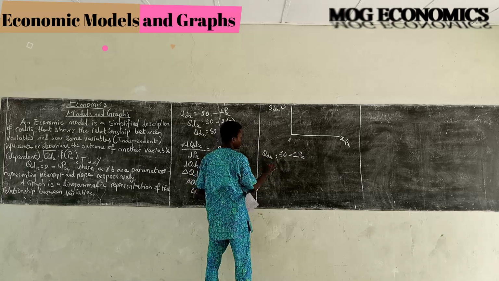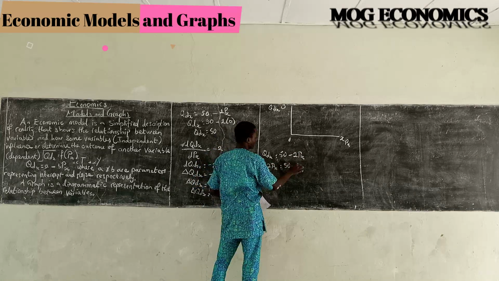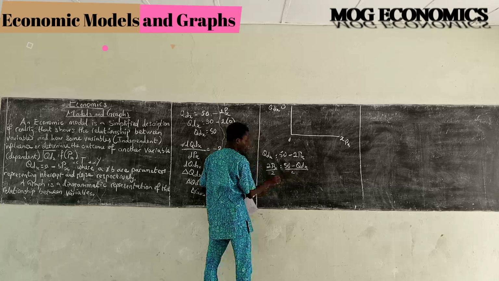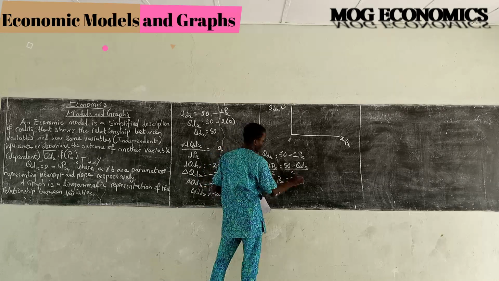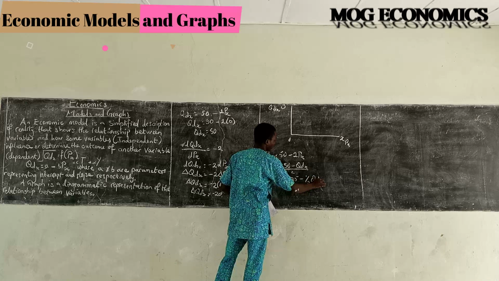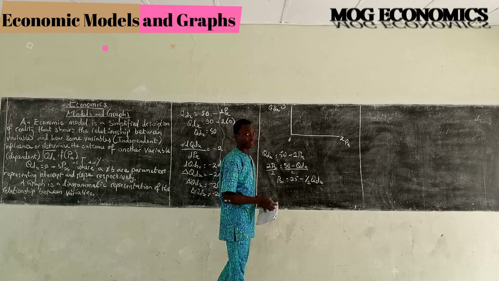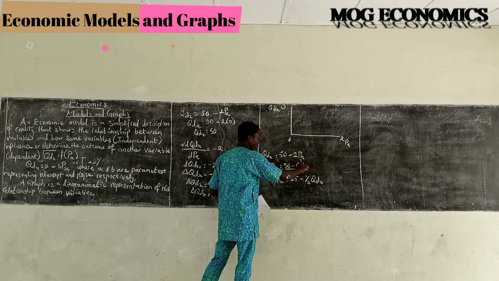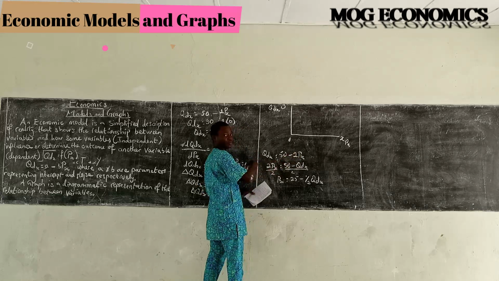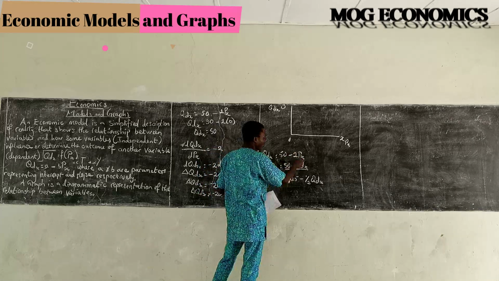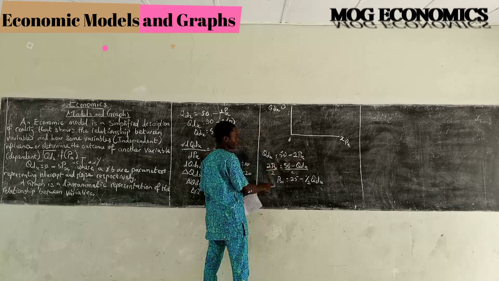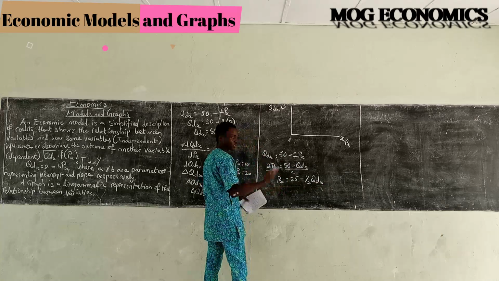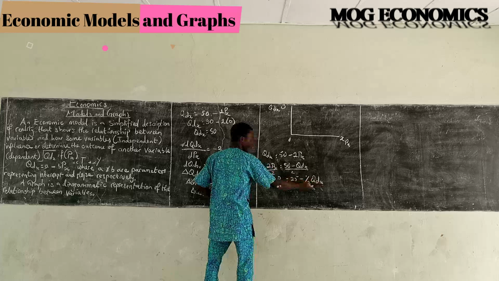Then 2PX will be equal to 50 minus QDX. So you divide both sides by 2, and you have PX equal to 25 minus half QDX. What you have here is what is called the inverse demand function. Inverse, that is the other side. This is the normal demand function, but when you make the independent variable look like the dependent variable, and the dependent variable look like the independent variable, you have an inverse demand function.